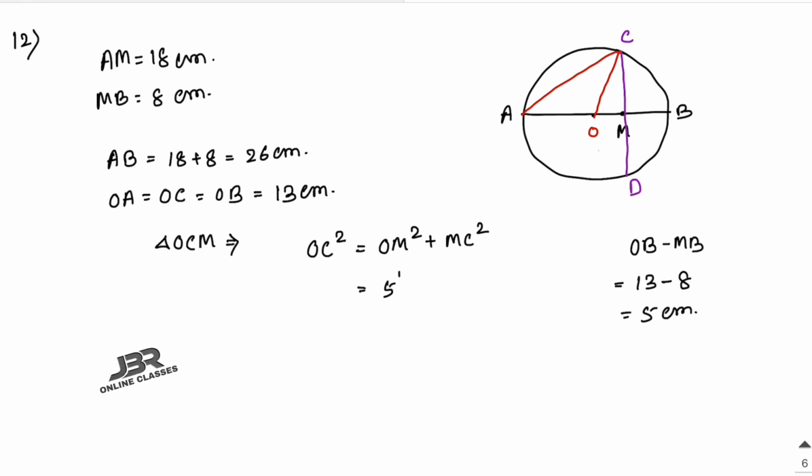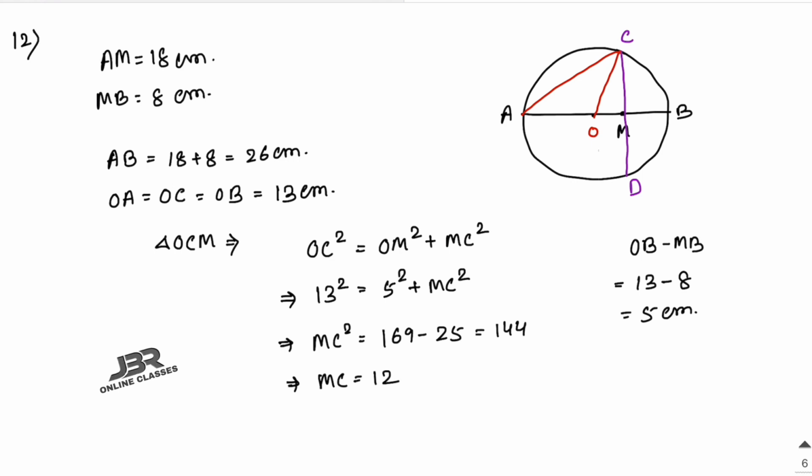So write down 5 square. That is equal to MC square, and OC is equal to 13 square as the radius. So MC square is equal to 169 minus 25, that is equal to 144. So MC is equal to 12. Now as MC is equal to 12, definitely CD is double of MC because M is the midpoint. You know that theorem. So 12 into 2 is equal to 24 centimeter.